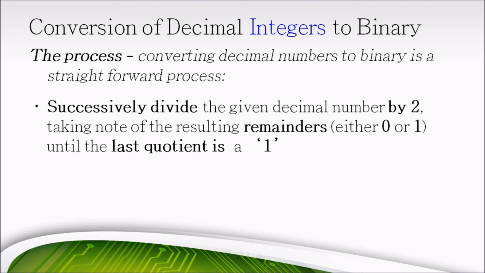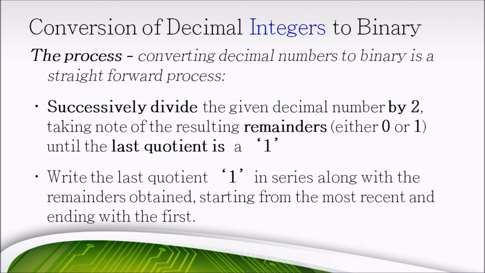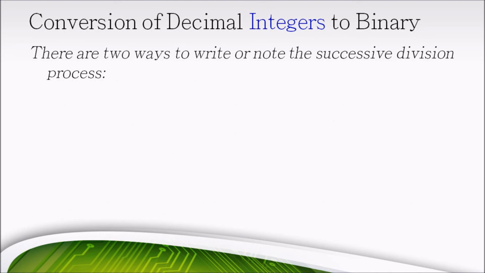Simply successively divide the given decimal number by 2, taking note of the resulting remainders, which are either 0 or 1, until the last quotient obtained is a 1. Write the last quotient 1 in the series along with the remainders obtained, starting from the most recent and ending with the first. There are two ways to write or note the successive division process.